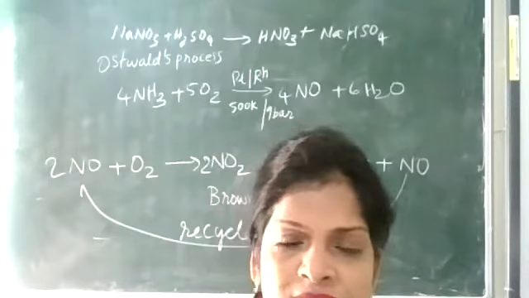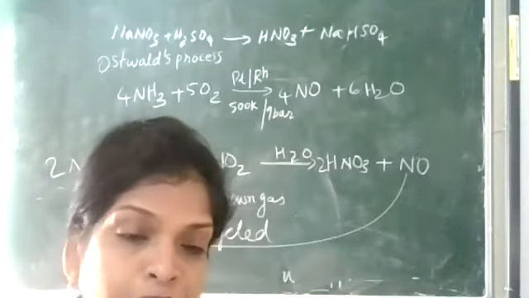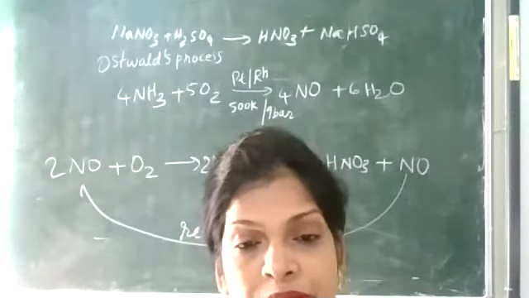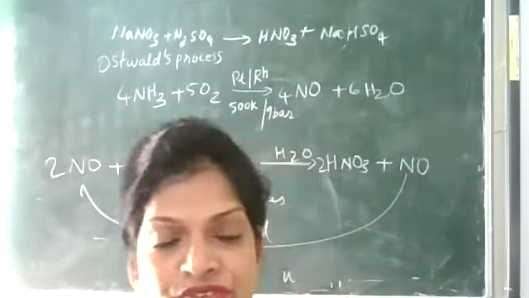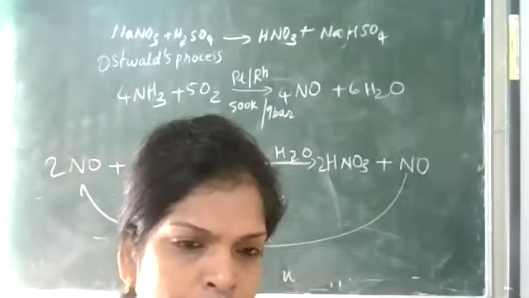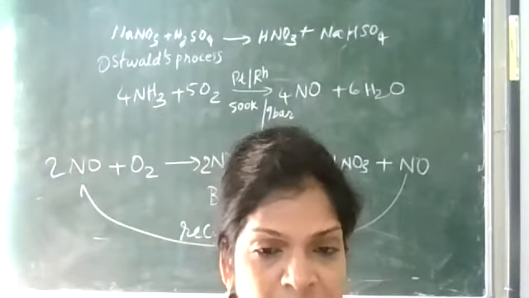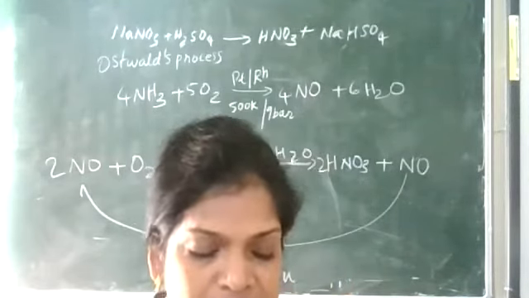What we get is only 68% nitric acid. To get 98% nitric acid, we have to dehydrate it with concentrated H2SO4, removing all the water from that. We have to do dehydration with a dehydrating agent like concentrated H2SO4.